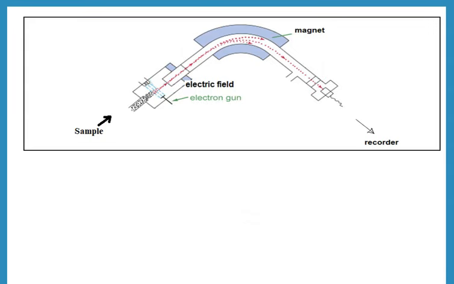Now, what is happening inside the instrument? We inject the sample into the instrument, and using a heater, the sample is vaporized. The vaporized sample is bombarded by electrons from an electron gun. When this happens, we have ionization of the sample.